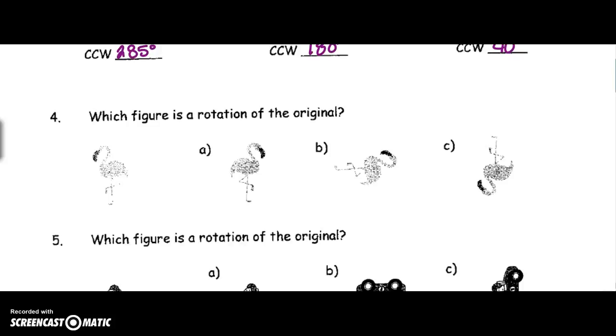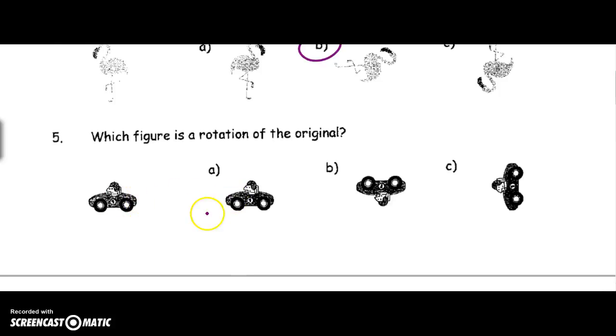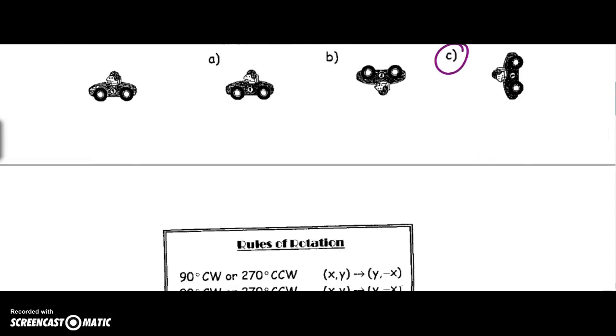So which one is the rotation? A is a reflection, B has been rotated, and C is also a reflection. In this one, A is a translation, B is a reflection, C is a rotation, meaning it has moved its orientation.